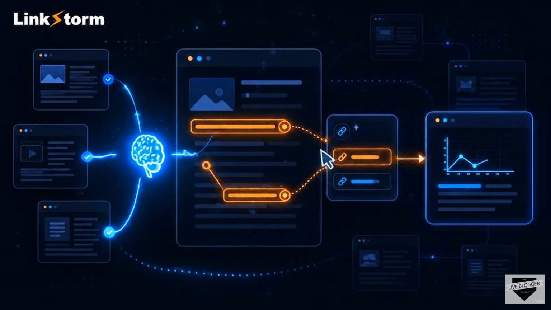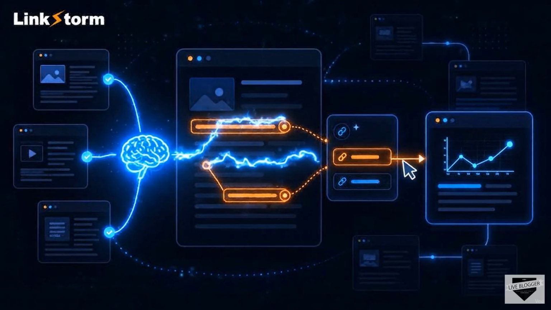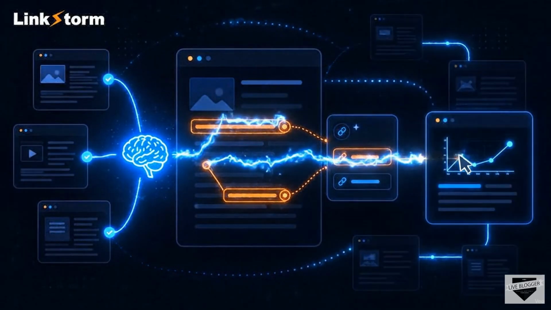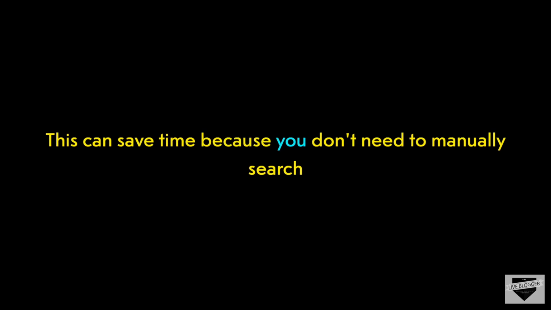LinkStorm can identify relevant phrases inside your content and suggest possible anchor text for the internal link. This can save time because you don't need to manually search every page for a suitable sentence or phrase. You should still make sure that the suggested anchor sounds natural and clearly describes the destination page.